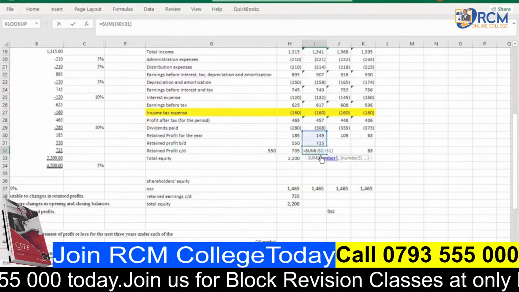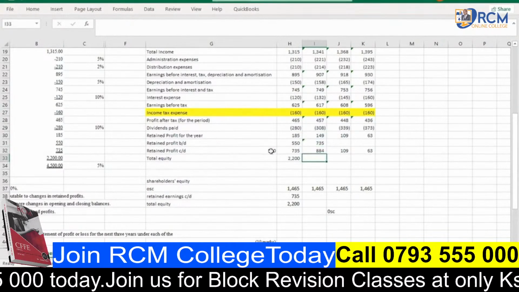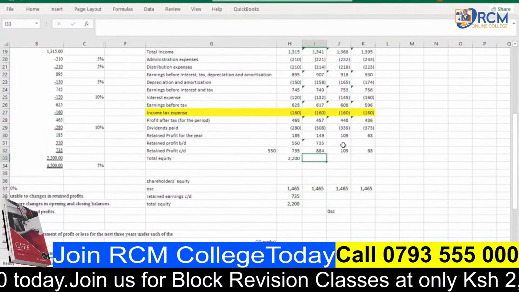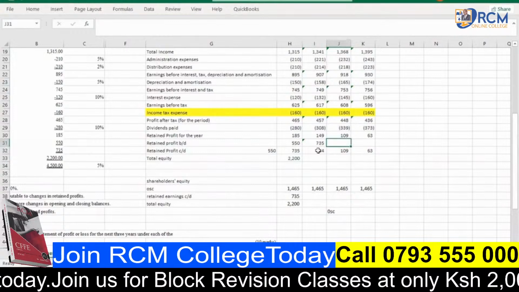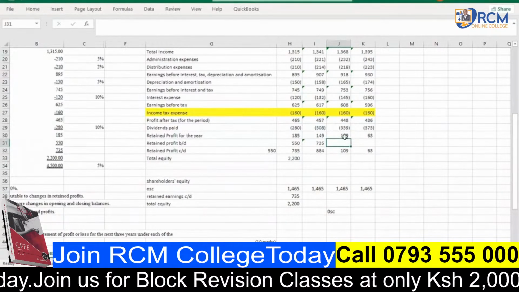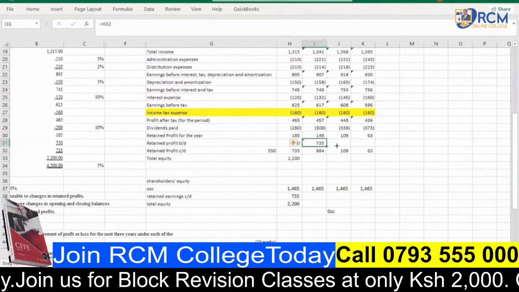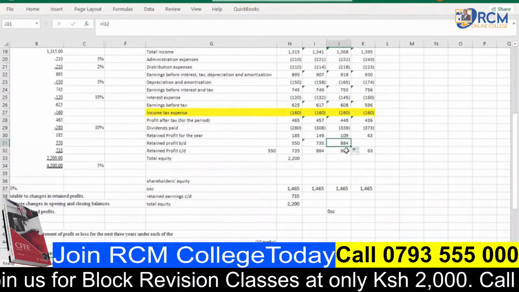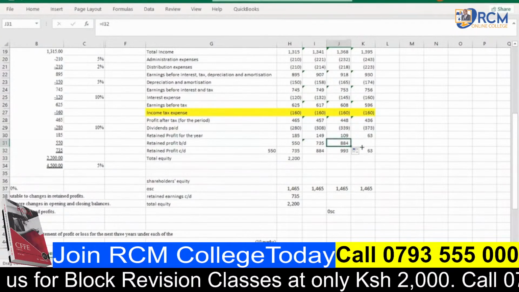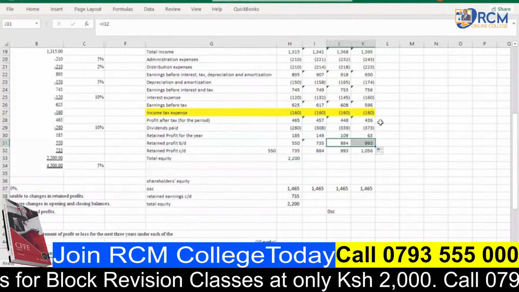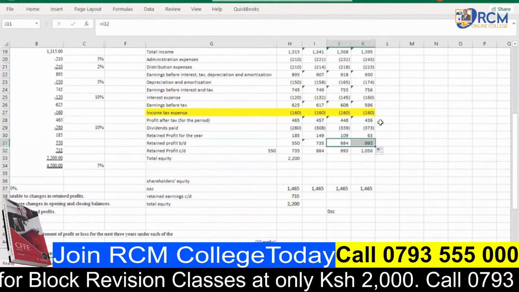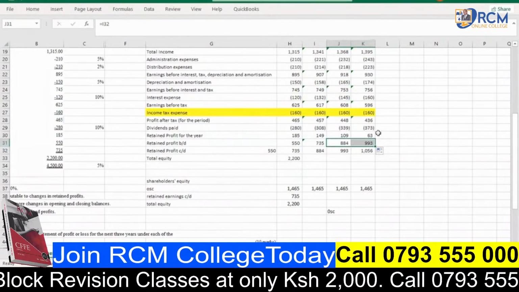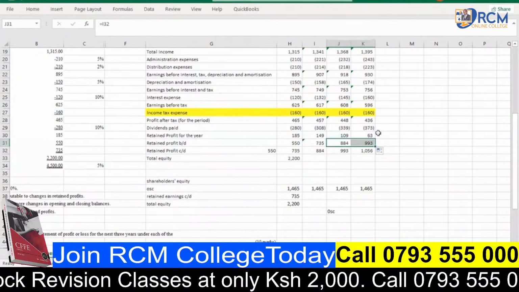So at this point, we've gotten the total, which is the retained earnings carried down. Ona hii 550 penye ilikuwa hapa juu. For 2022, it's 735 tumepeleka hapa. So it means for 2024, this 884 tunapeleka wapi? Kwa hii space. Na tunapata total. Alafu hii 993 tunapeleka wapi? Kwa hii space. So is that clear? That is going to who? To Nancy and Anne. Hapo iko sawa?